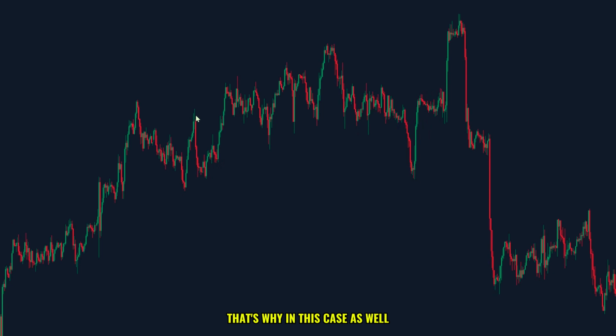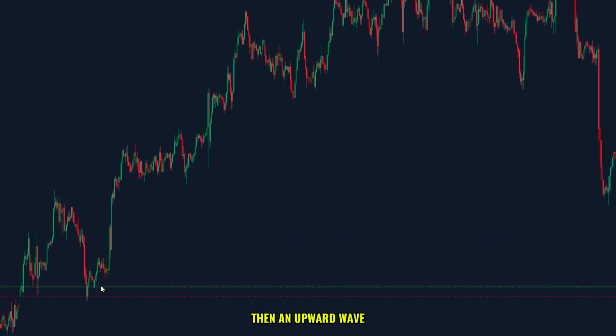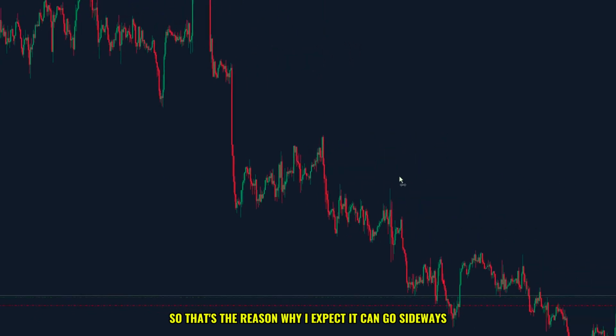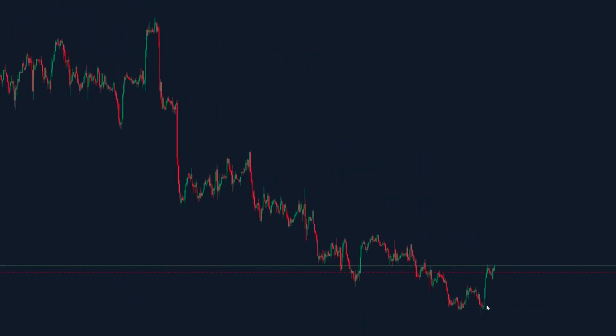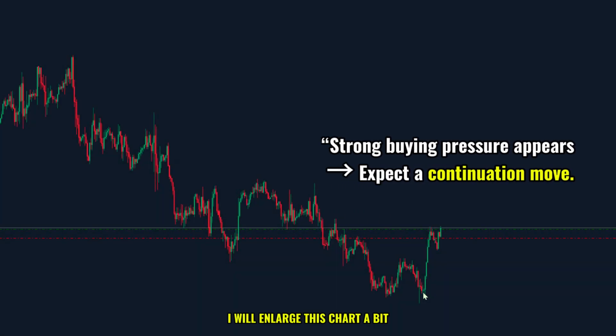That's why, in this case as well, we see downward force, then an upward wave, meaning the force of the buyers is attacking. So that's the reason why I expect it can go sideways or even decrease. Then it will continue to increase further. I will enlarge this chart a bit.